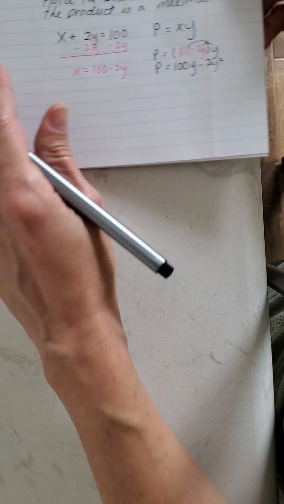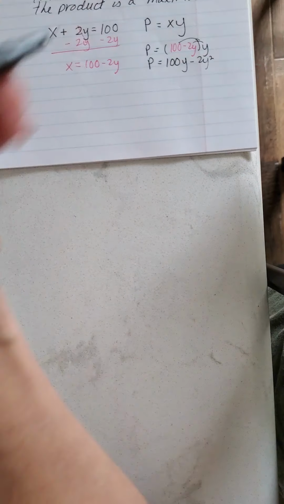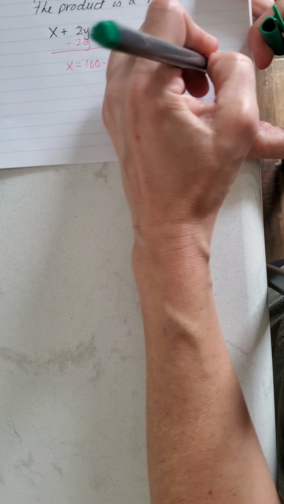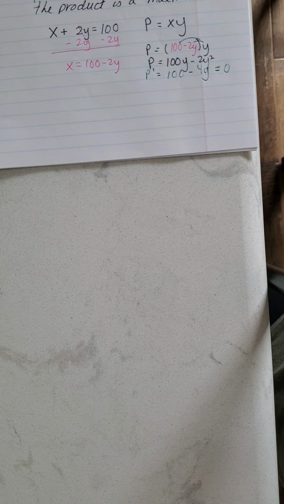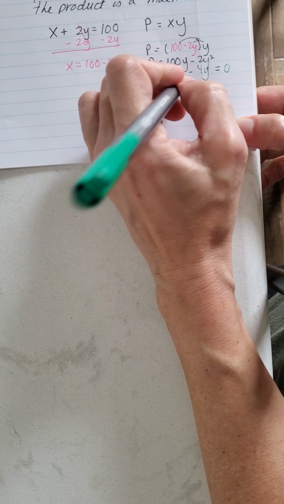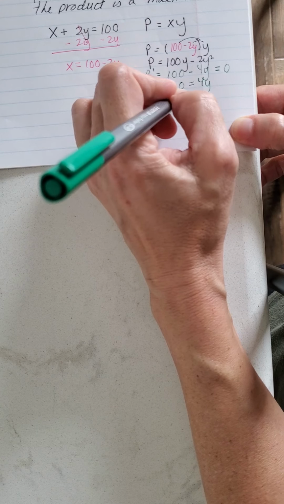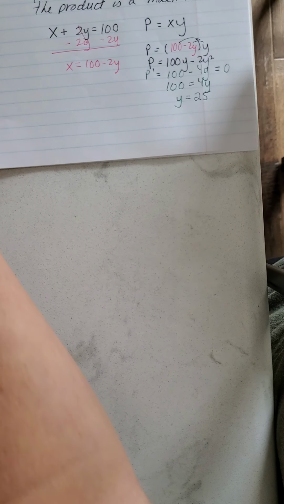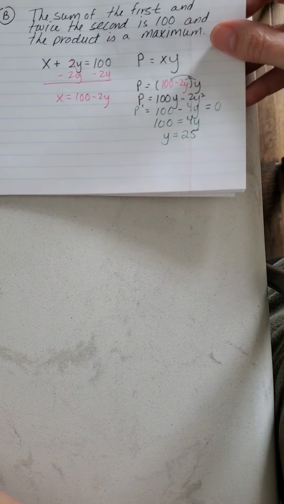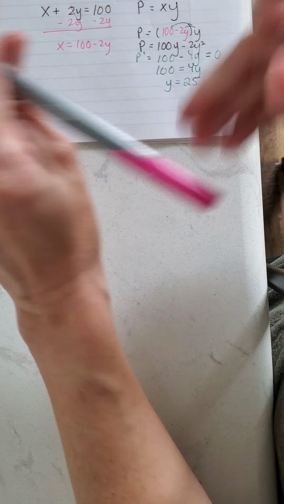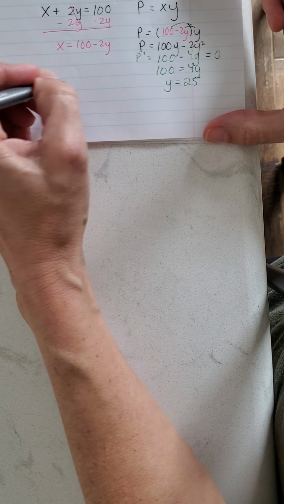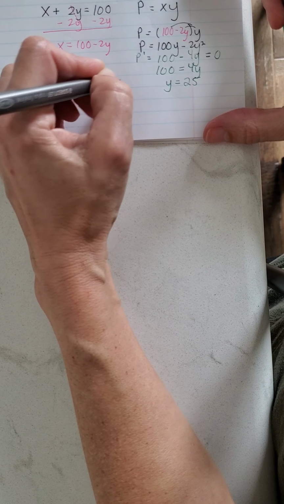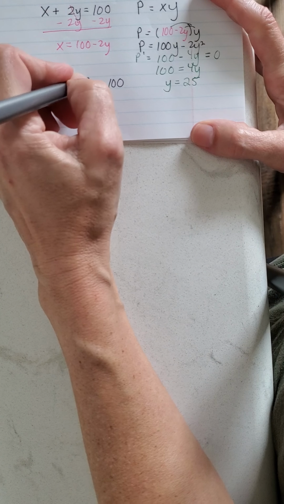What I'm going to do with this is take the derivative. What a surprise in this unit. That gives me 100 minus 4y, and then I'm going to set that equal to 0 because I want to find my critical number. If I move the 4y over, I get 100 equals 4y. And so y equals 25. And then to find out what x equals, I'm going to plug it back into the original equation. x plus 2 times 25 equals 100. And then I can solve for x and find out what that is.